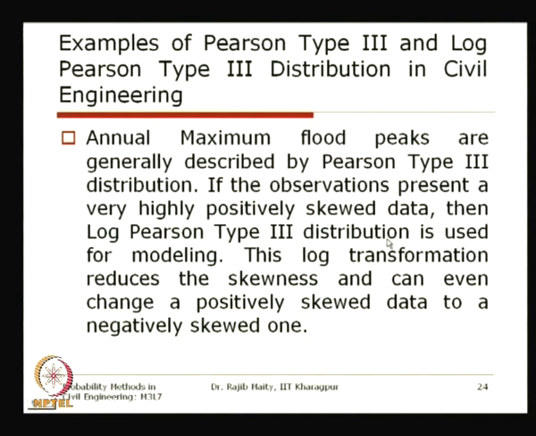Now, examples of Pearson type 3 and log Pearson type 3 distribution in civil engineering. Annual maximum flood peaks are generally described by the Pearson type 3 distribution. If the observations present very highly positively skewed data, then the log Pearson type 3 distribution is used for modeling. This log transformation reduces the skewness and can even change positively skewed data to negatively skewed. These things apply when we talk about the annual maximum flood.